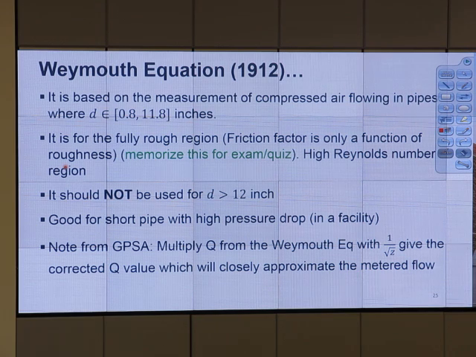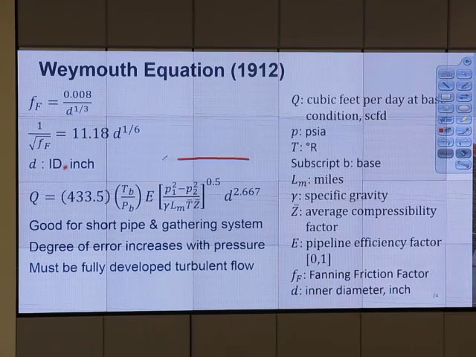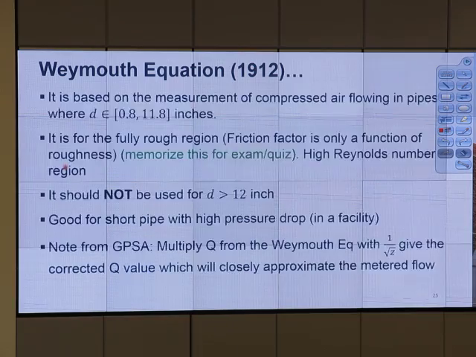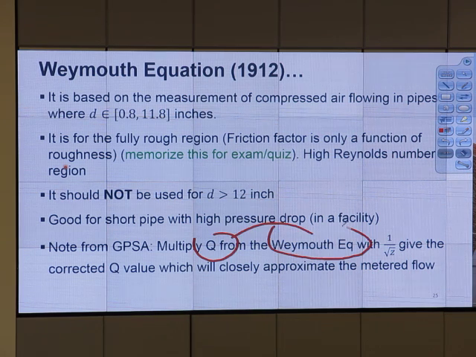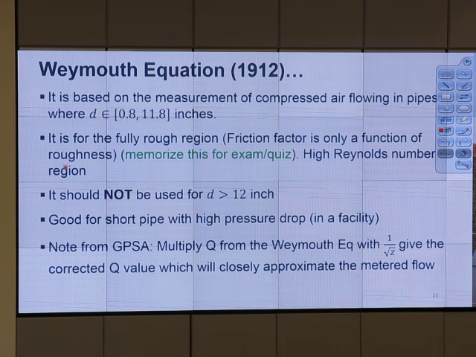It should not be used for diameter more than 12. Good for short pipe. There's another note that I just found from GPSA. From GPSA, it said to do the calculation as usual. After we get Q, multiply Q from the Weymouth equation by 1 over square root Z. This will give the corrected value of Q and will be closer to the measurement from the meter. That's a recommendation from GPSA.